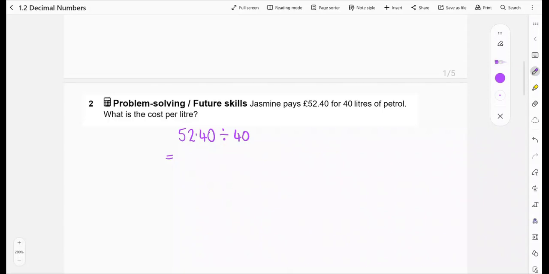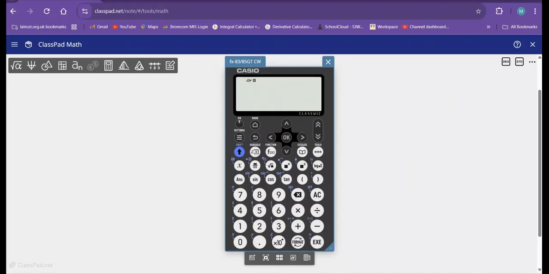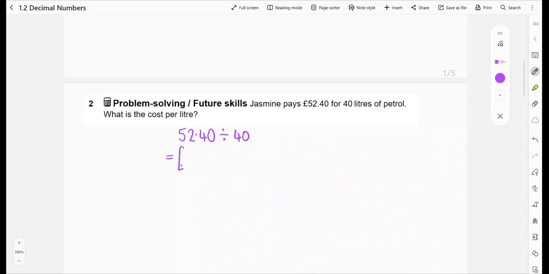This question allows us to use a calculator. So we type in 52.40. We divide that by 40 and we get our answer. Now on this calculator, to change that to a decimal, we press Format, press the down arrow and press OK for decimal, and you can see we have 1.31. So our answer for this question is £1.31 per litre.